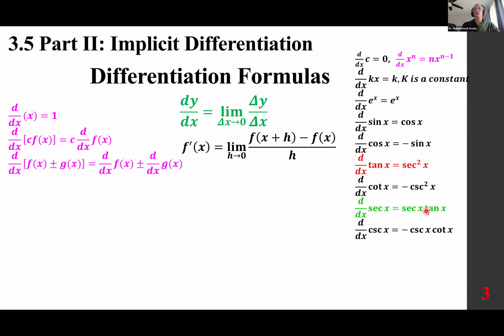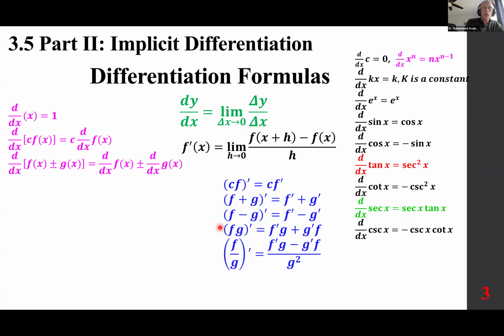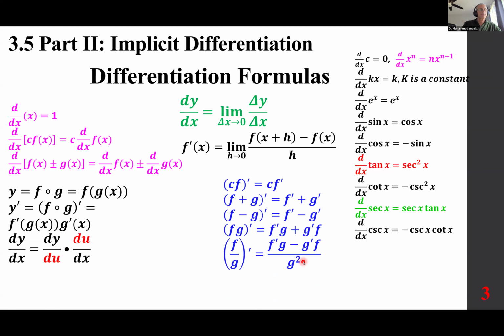Various basic differentiation formulas, such as a constant gives you 0, power rule, x to the power of n is n x to the power of n minus 1. Exponential function is itself, sine is cosine, cosine is negative sine, and the rest of the trigonometric functions. Product rule, (fg) prime is f prime g plus g prime f. Quotient rule, (f over g) prime is f prime g minus g prime f over g squared. These are shorthand notations.